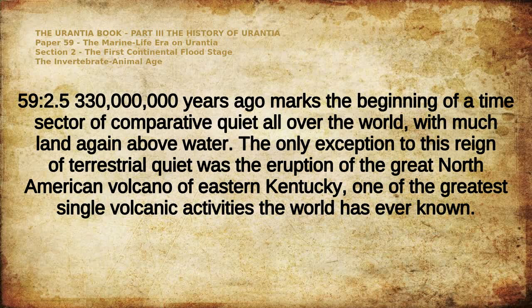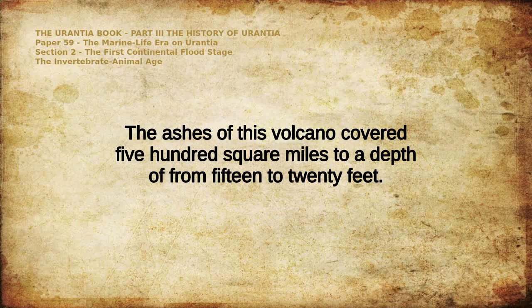330 million years ago marks the beginning of a time sector of comparative quiet all over the world, with much land again above water. The only exception to this reign of terrestrial quiet was the eruption of the great North American volcano of eastern Kentucky, one of the greatest single volcanic activities the world has ever known. The ashes of this volcano covered 500 square miles to a depth of from 15 to 20 feet.